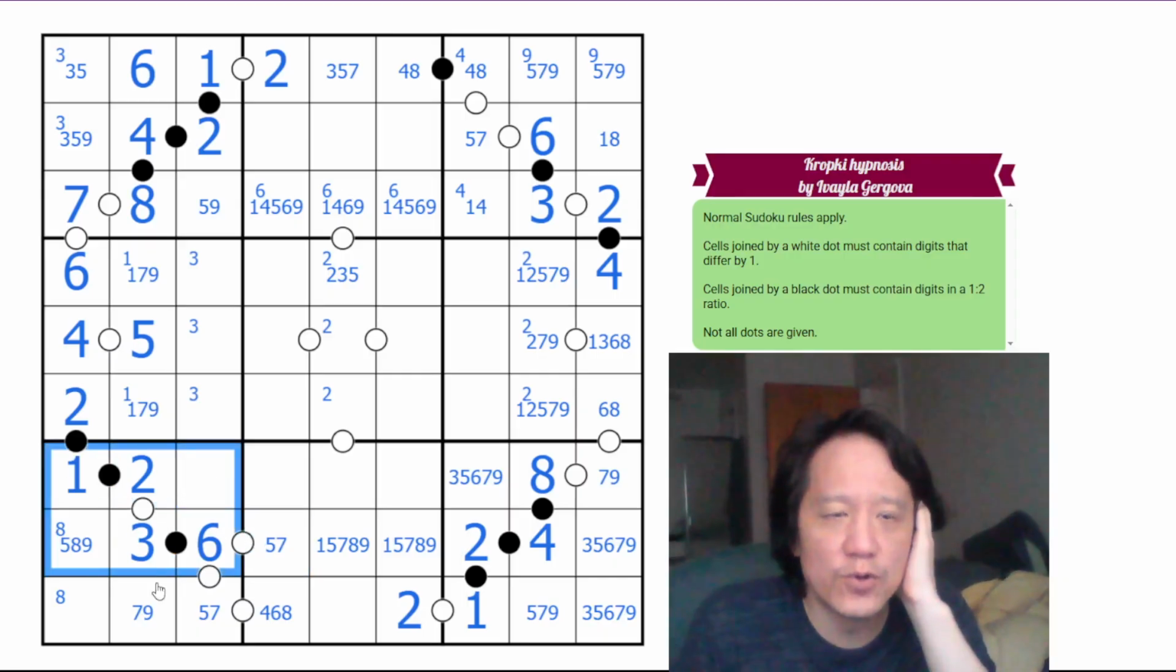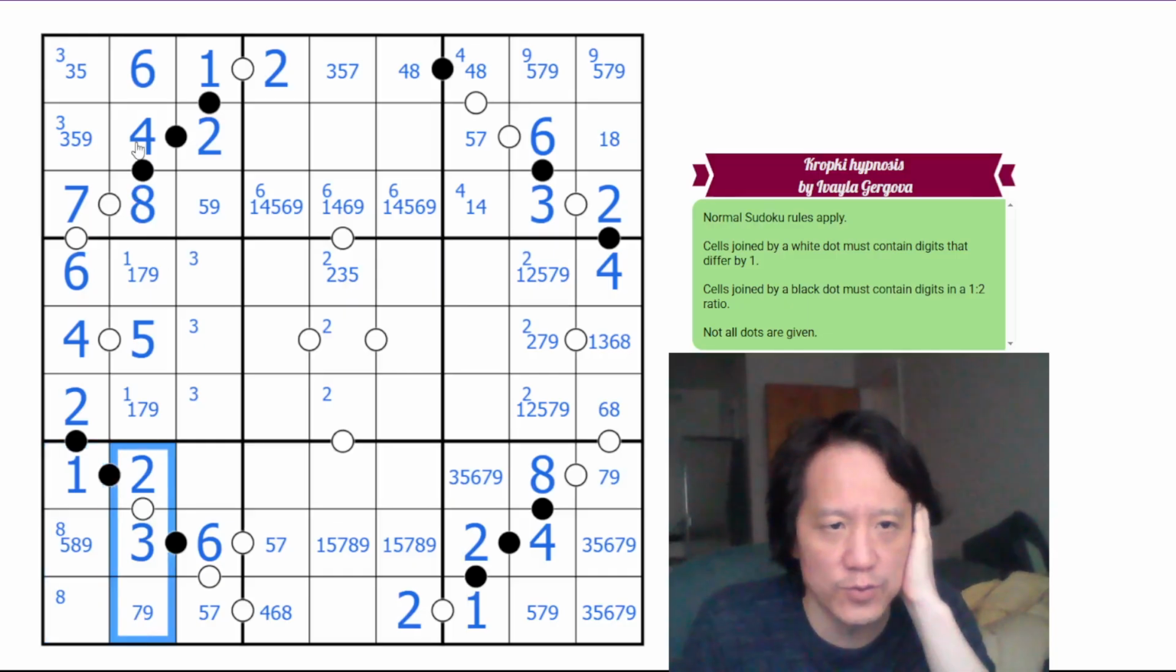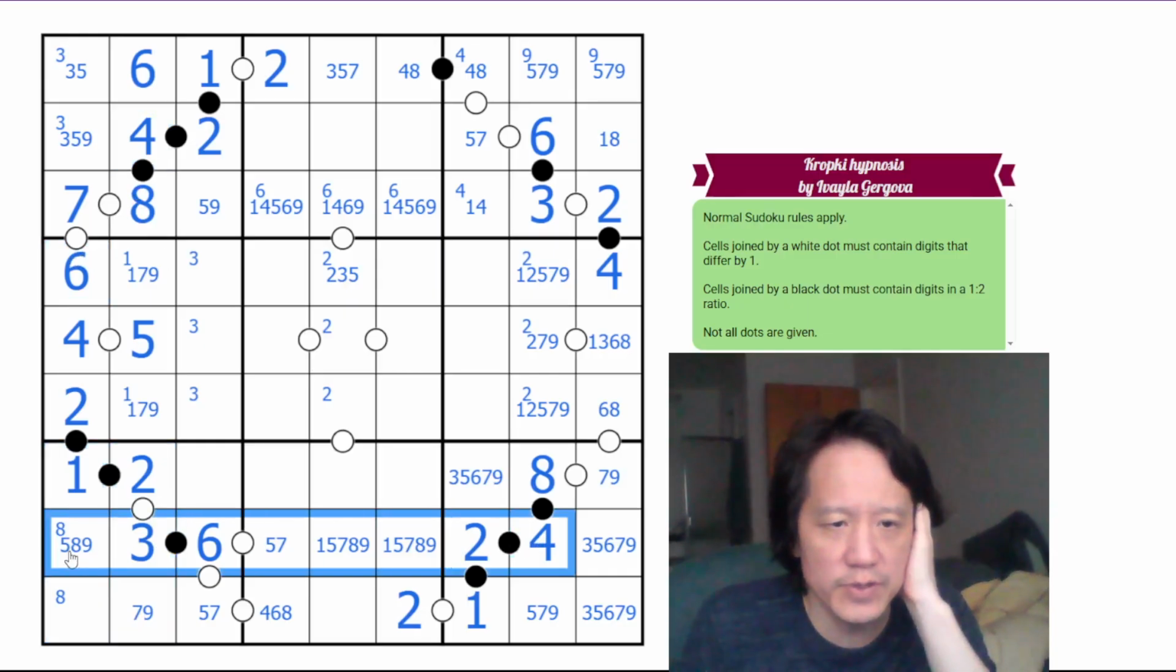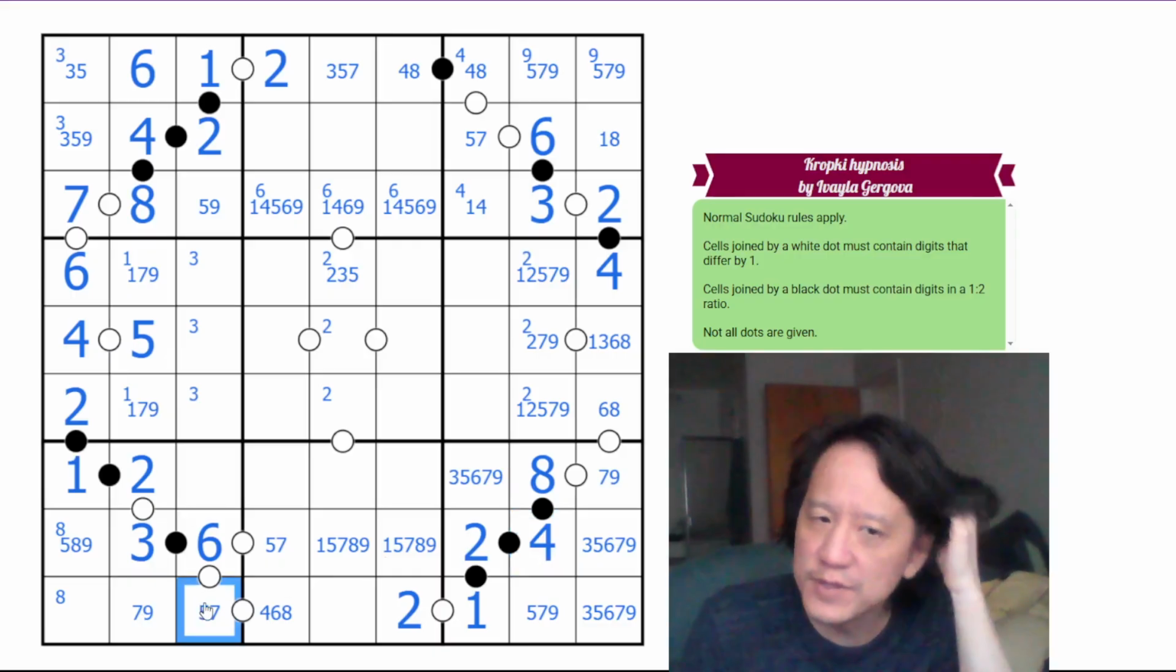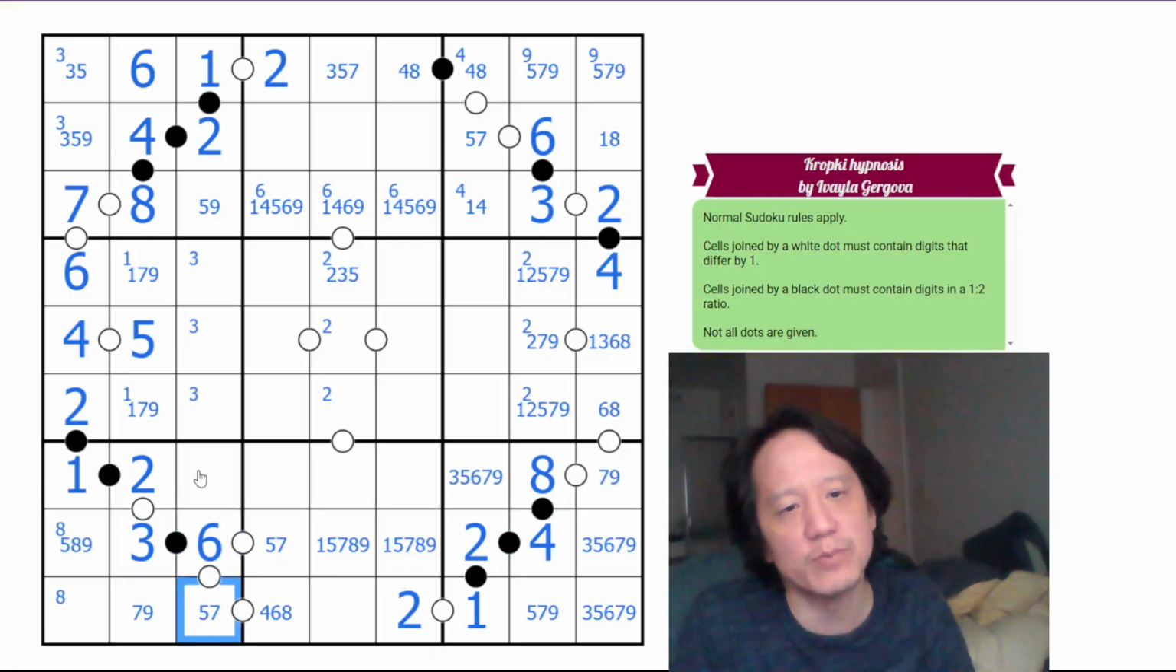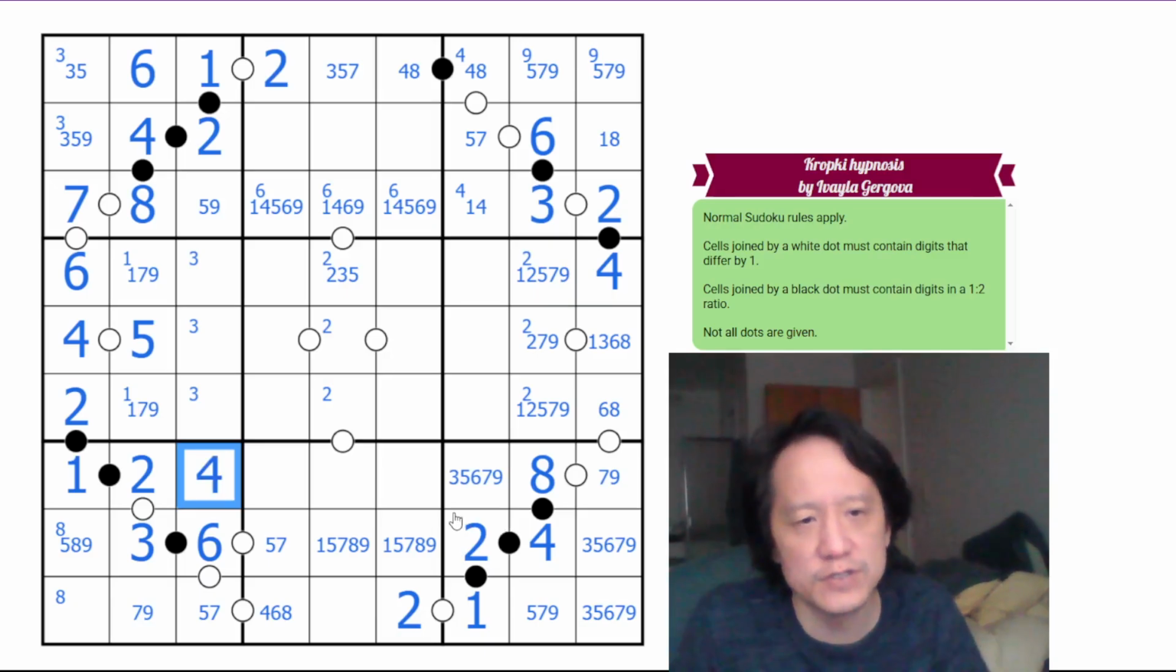Where is the 4 in this lower left-hand box? Cannot be here or here because of the 4s in the column. Can't be here because of the 4 in the row. And this digit is consecutive with 6, so this can't be 4. Therefore, this is a 4 there.